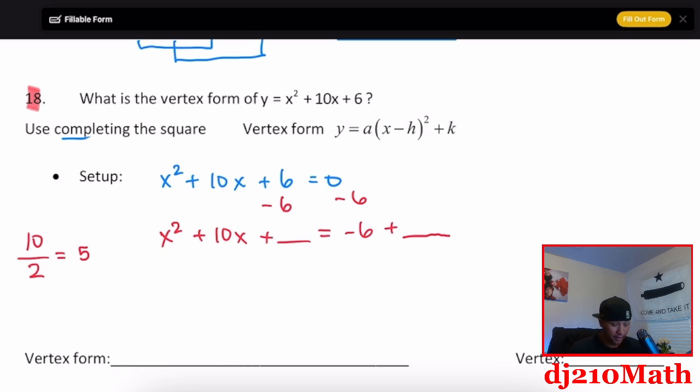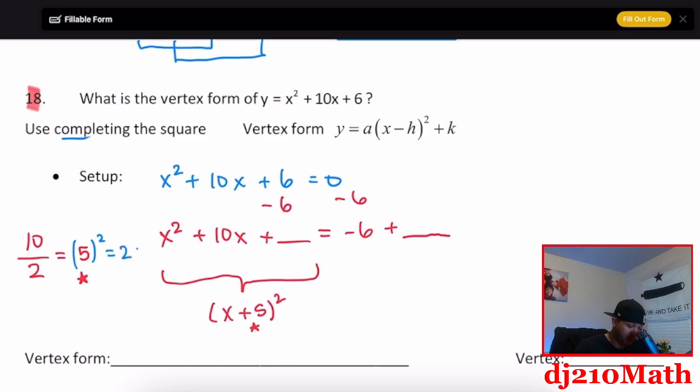5 is half of 10. Okay, this 5 value is very important. I say it's important because it shows up here, right? This 5 will always show up, or when you take half of b, that figure will always show up right here. And step 2 is you have to square that number. This is the value that I add to both sides. So 5 squared is 25. So that's what I add here. And this is what I add here.